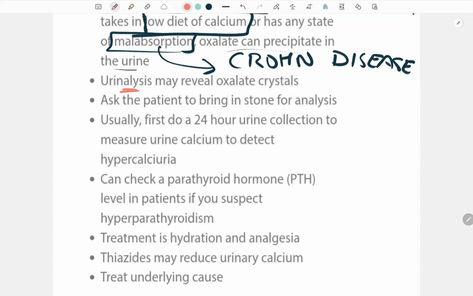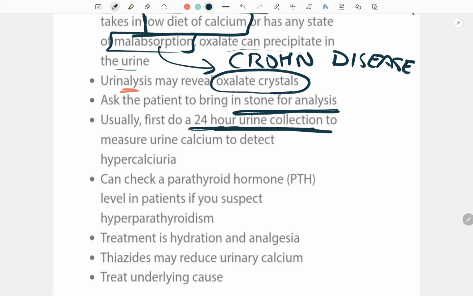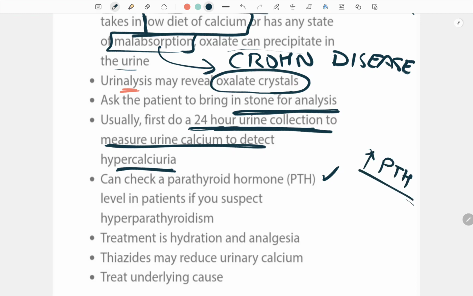So the urinalysis may reveal the oxalate crystals. You may ask the patient to bring stones for the analysis, but that is very inconvenient. So usually the first thing to do is a 24 hour urine collection to measure the urine calcium to detect hypercalciuria. Next thing you can check is the parathyroid hormone levels, PTH levels, which we said that if there is high PTH, there will be increased calcium, and increased calcium can eventually lead to the calcium oxalate stones.